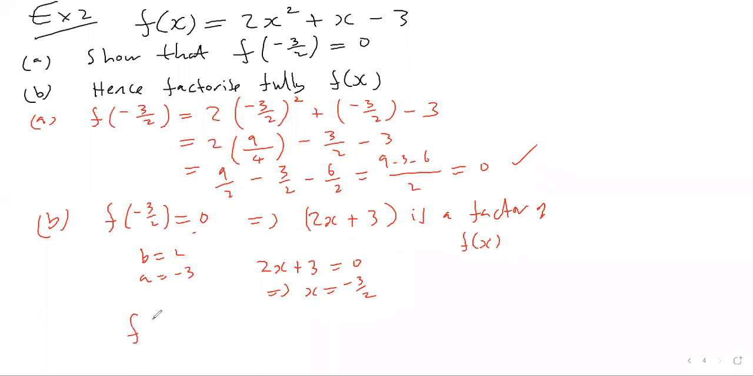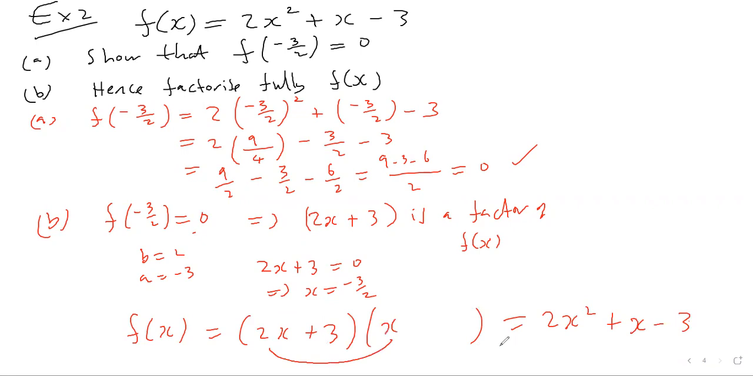So we know that f of x is going to be equal to 2x plus 3 times something. And remember from the top that 2x squared plus x minus 3 was our f of x to start with. So we need to make 2x squared. Well, 2x times x makes 2x squared, so we've got that. And then 3 times -1 gives us the -3 there. So that's going to be a -1 in there. So now we've factorized it fully using the factor theorem.